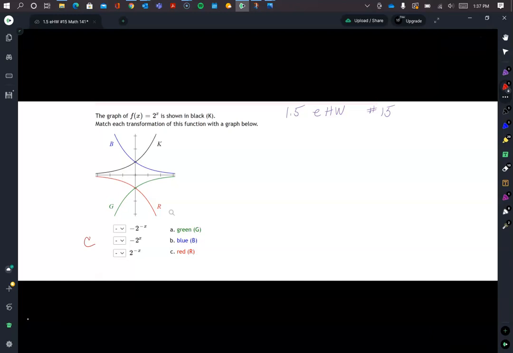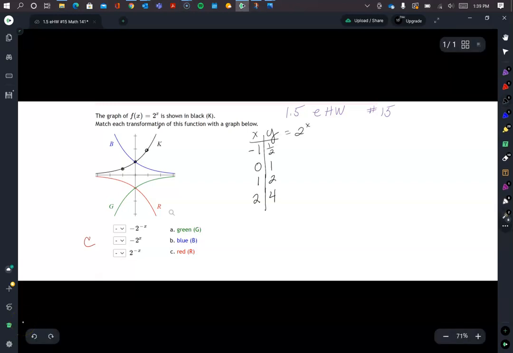Now, if I want to look at the green, we'll just pick green now. And how does that relate to the black line? What's happening with it? That one's just a little bit trickier, right? So first of all, we can see that everything's now over the other side of the axis, but also something else has changed. So it might be helpful for us to make a little table here for the parent function.